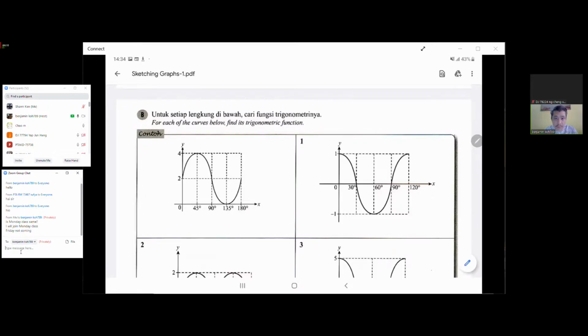Okay, so what do I mean by upside down is, normally, you sketch the graph. But what happened here is that you are given the graph and then you have to reverse it.